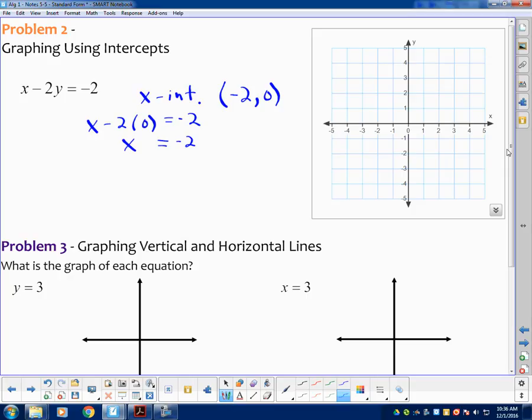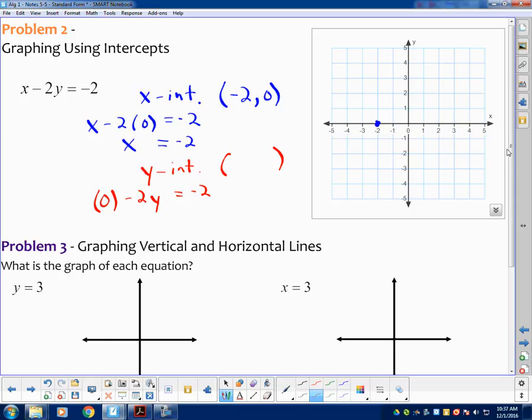So on the graph, I'm going to go 2 left and 0 up and place a point there, at the x-intercept of -2, 0. So once again, we plug in 0 for y and then solve. To find the y-intercept, I'm going to make a spot here to write down the coordinate. I'm going to plug in 0 for x this time, so x gets replaced with 0. y stays put.